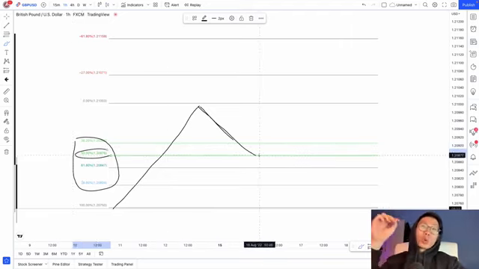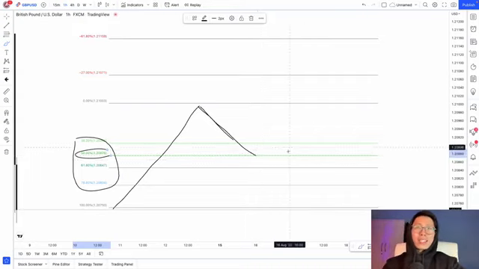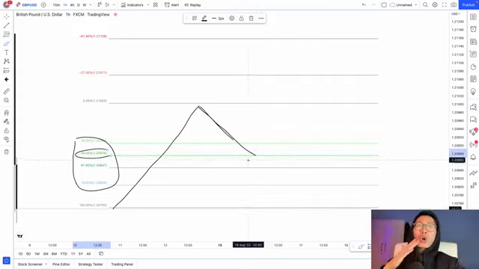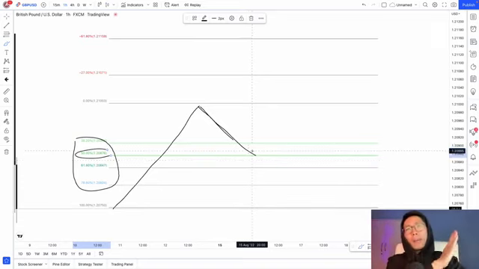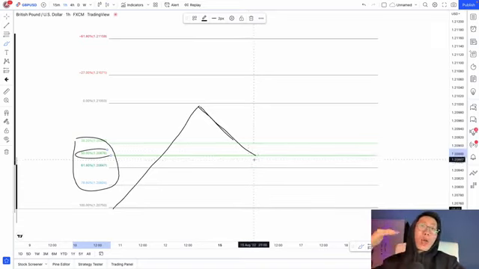So now you do not want to enter here yet. You want to wait for some sort of sign that shows you that price is done retracing and price is going to continue heading back up. So right now, once we see some signs, we enter for a buy.